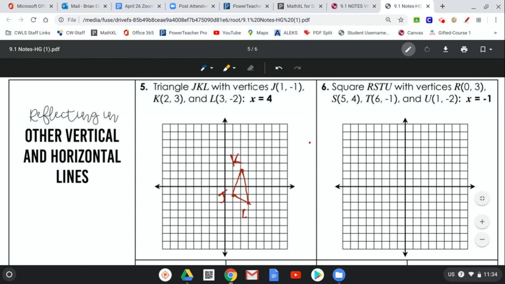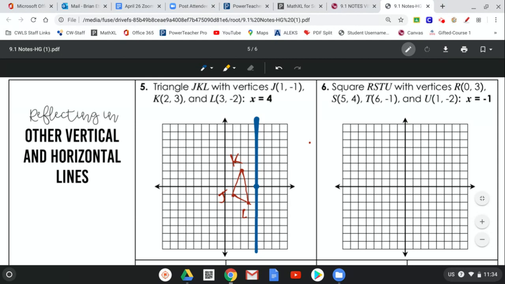And this time we're reflecting it over the line x equals 4. So what I'm going to do to get that line of reflection is count over on the x-axis 4 units, okay? So I'm going to go to the right 4 units. So 1, 2, 3, 4. And that is that point right there. So our line of reflection is right here, okay? That is our line of reflection.